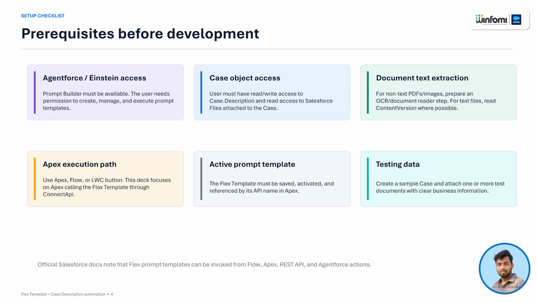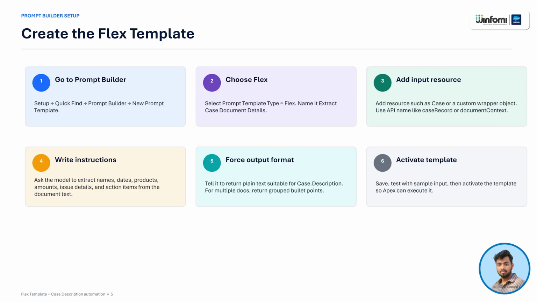Prerequisites before development. These are the things we need before starting: Agentforce and Einstein access, case object access, document text extraction, Apex execution path, an active prompt template and testing data. It's some basic information. If you are using a developer org, you will get all this information. So let's go to the Prompt Builder.